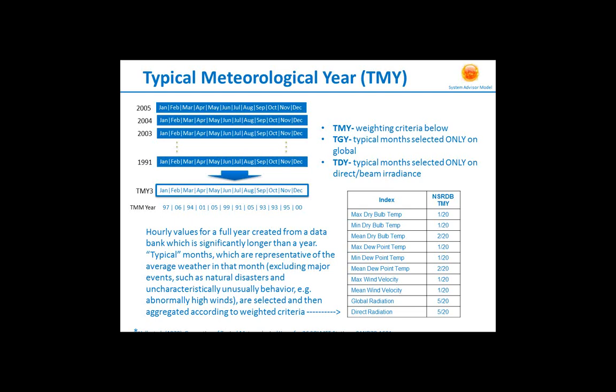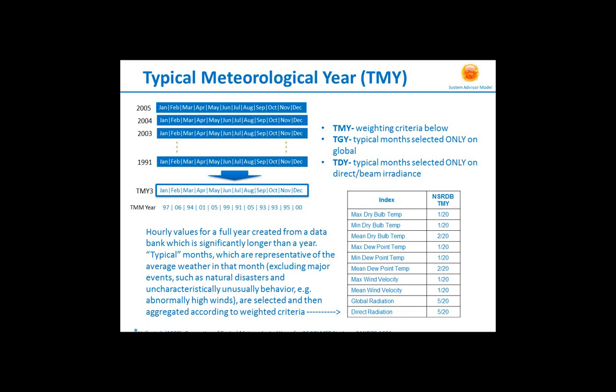You may have noticed in SAM that if you select the download weather file option, you are presented with three typical year options: the TMY, the TGY, and the TDY. The TMY algorithm uses the standard weighting criteria shown here that are used by most people implementing the TMY algorithm, with equal weight on global and beam irradiance, as well as some weight on other meteorological characteristics. Some data sources might also offer a TGY, which selects months based only on global irradiance, or a TDY, which selects months based only on the direct or beam irradiance.